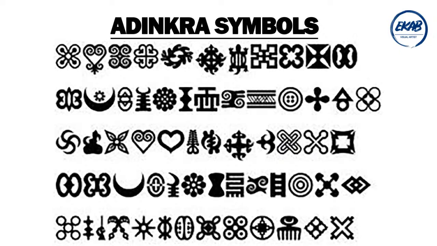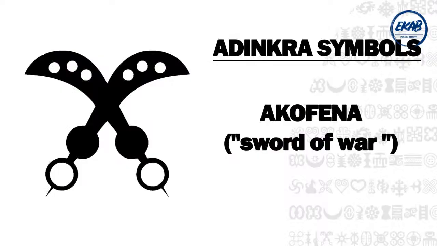Today's one that I want us to look into a bit more is this one. This particular symbol is called the Akofena in the Twi language. But in the English language, it means the sword of war. And this symbol represents courage, valor, heroism, and anything to do with being brave.